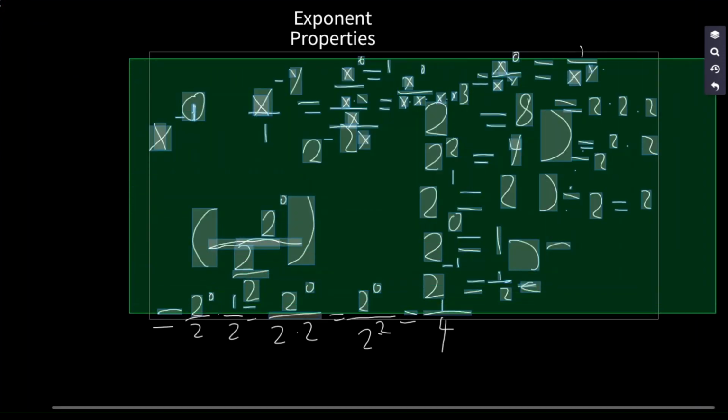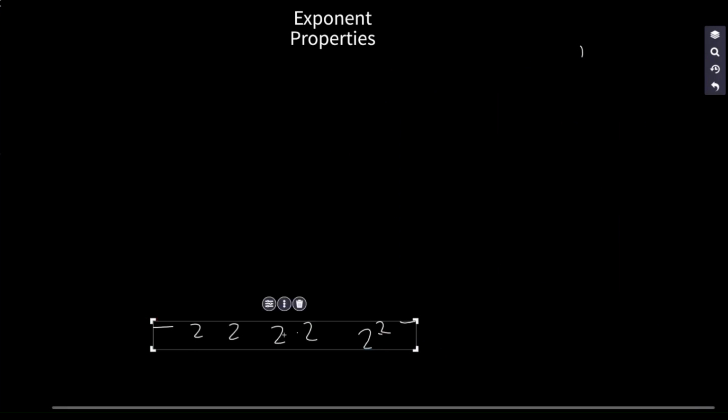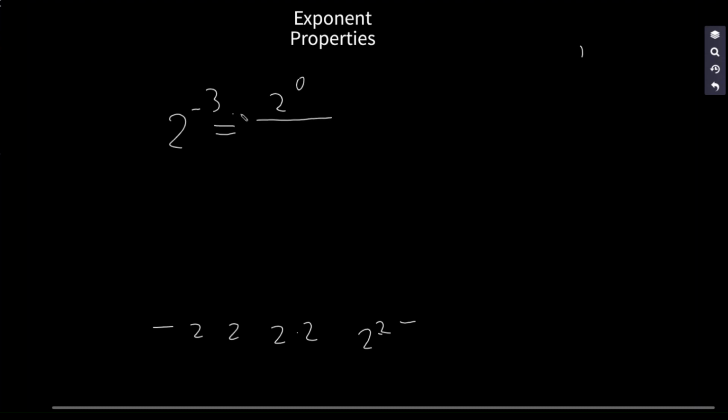Okay, so let's do a few examples here. Let's say we have 2 to the negative 3 power. Well, this is 2 to the 0th, and we're dividing by 2 3 times. So 2 to the 0th over 2 times 2 times 2, which is 2 cubed, which is 1 over 8. So 2 to the negative 3 is 1 over 8.